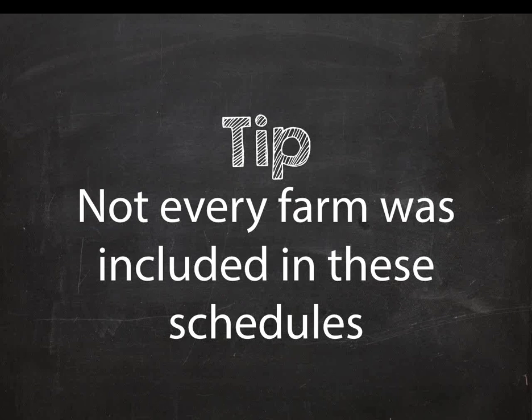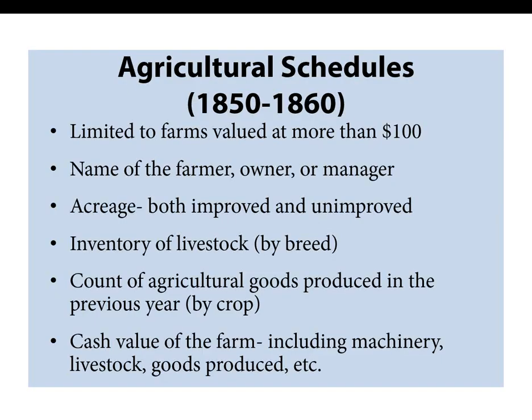Okay, so something to also keep in mind, not everything's online, and also not every farm is included. You have to hit a certain threshold in terms of the value of the property. So it's not just a garden that you might have had off to the side. This needs to be a significant farm. So the first schedules that they're taking in 1850 and 1860, the requirement was for the farm to be valued over $100. They're also asking questions about the name of the farmer, and that can be also the owner of the farm or the manager of the farm.